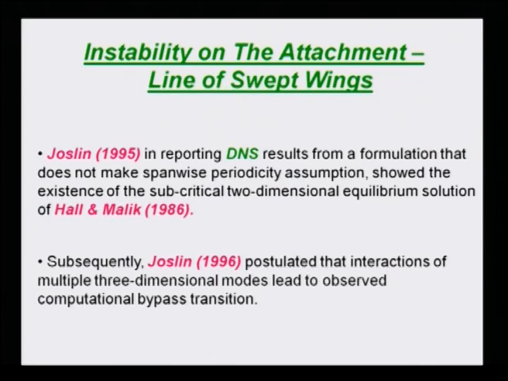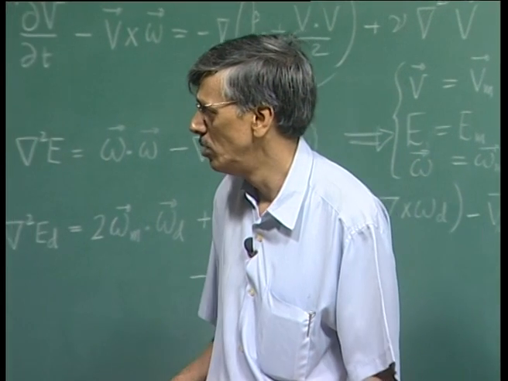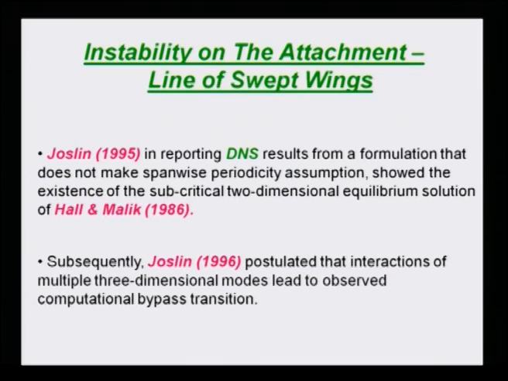In contrast, Jocelyn did some work at NASA Langley. He did not use any span-wise periodicity assumption and could show the existence of the subcritical 2D equilibrium solution of Malik and Hall. So, that was shown. Subsequently, Jocelyn went ahead and computed 3D flows as well, and was quite eminently successful in showing this bypass transition in a computational framework.